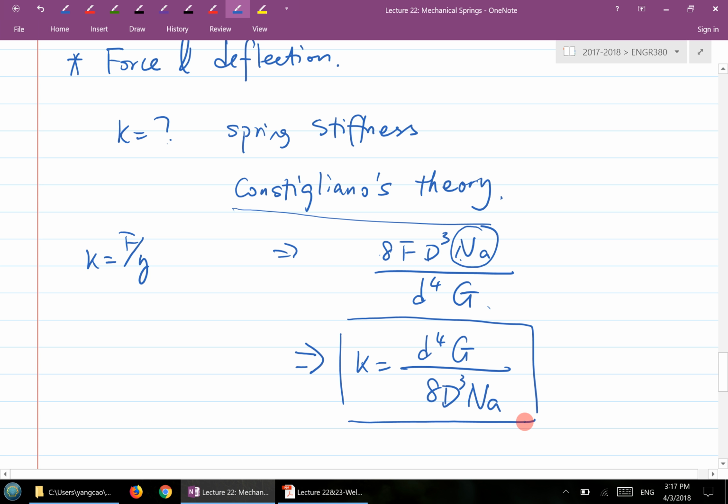So up to now, we pretty much have all the spring parameters figured out, right? Basically the total number of coils, total number of active coils, free length, solid length, spring stiffness. And then in the next lecture, I'll quickly go over the strains and I'll give you an example of spring design, and that's it. Any questions? Good.